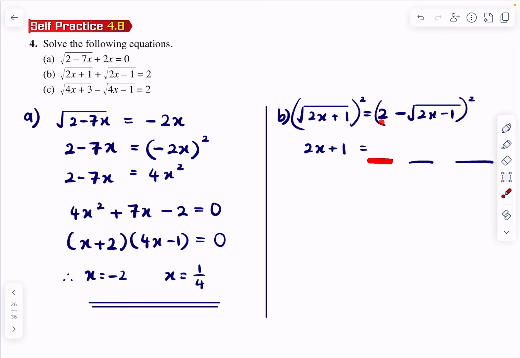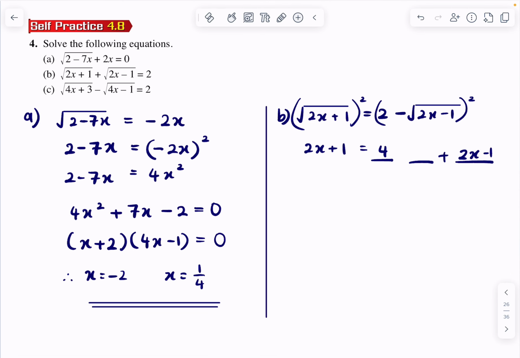The first term will be 2 squared. 2 squared is 4. The last term will be this squared. So negative, if we square, we'll get positive. Square root square will just be 2x minus 1. Then in the middle here will be 2 times this term times this term. So 2 times 2 is 4. So this will be, let me move this here first. So we will get negative 4 surd 2x minus 1.